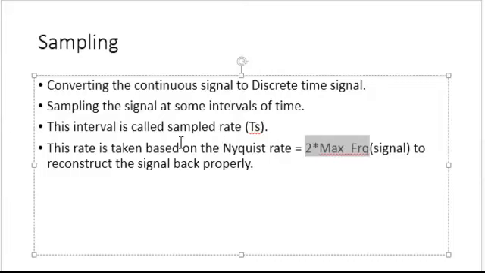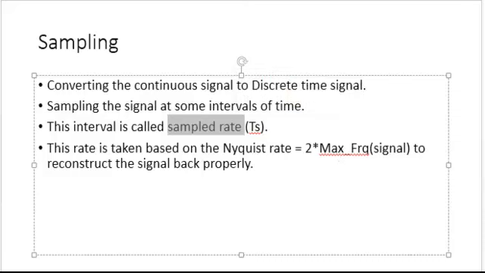Clear? So here your sampling is nothing but converting the continuous signal into the discrete time signal. That means you are converting the continuous time and amplitude signal into a signal continuous in amplitude with discretized time. Basically, you take the samples of the continuous time signal at different instances of time. At what instance, that will be decided based on this sampling rate. And what is this sampling rate? It is equal to 2 times the maximum frequency component, and this is called the Nyquist rate.